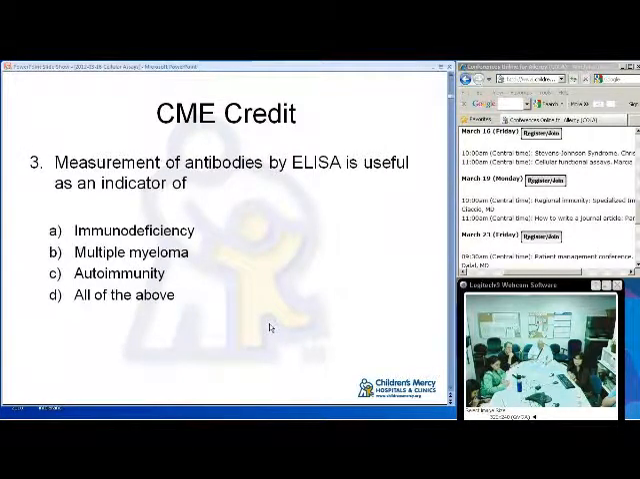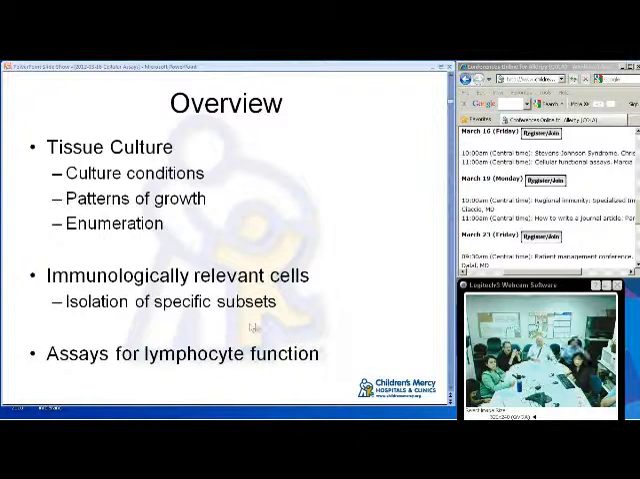And the third question is, measurement of antibodies by ELISA is useful as an indicator of immunodeficiency, multiple myeloma, autoimmunity, or all of the above. So we'll review those questions after the talk, and hopefully your answers will be the same or different.